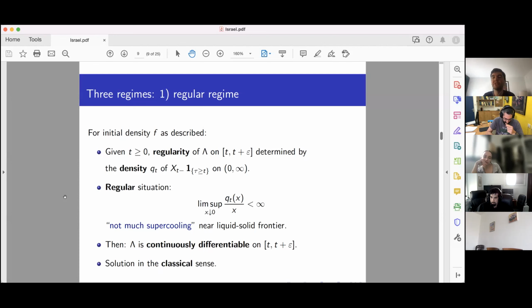And this will also illustrate how the solution lambda behaves. It turns out that the key to proving uniqueness is to understand the regularity of lambda in detail. And it turns out there are three different regimes in terms of the regularity of lambda. So one extreme is the regular regime.